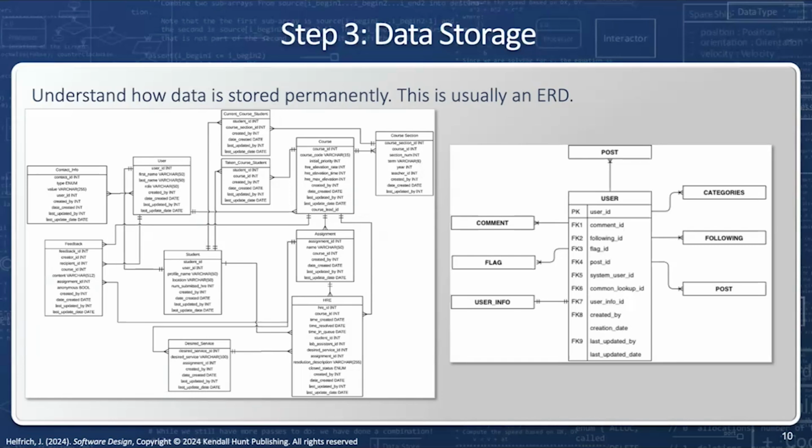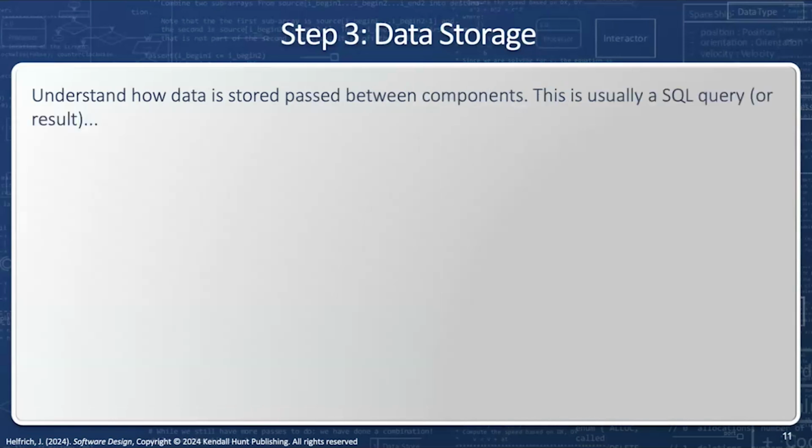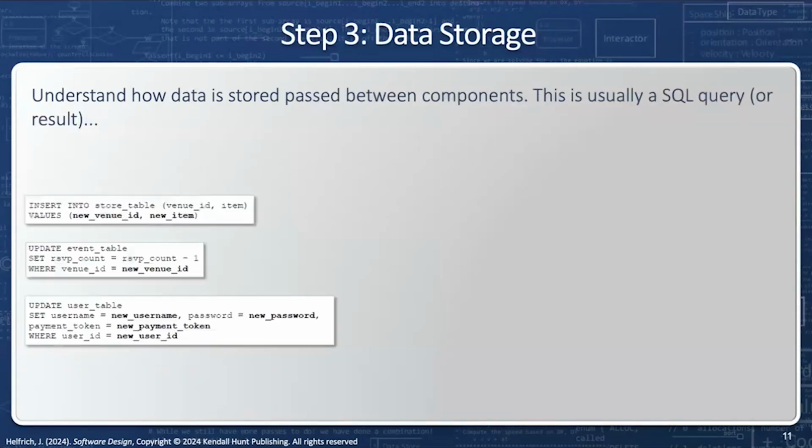Now, this is really great for the data storage part of the data flow diagram, but I also might need to describe how data moves between different components, especially across the network. And in that case, I might want to use a SQL query. For example, here are 1, 2, 3 different SQL queries showing how I'm going to update the table.